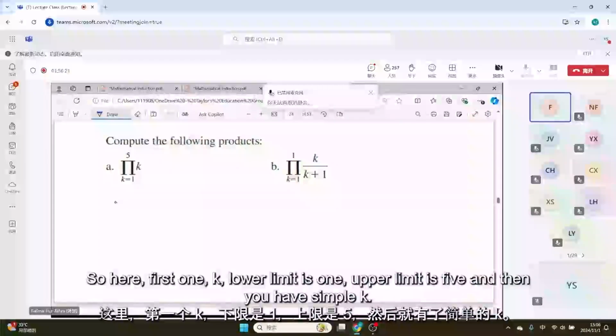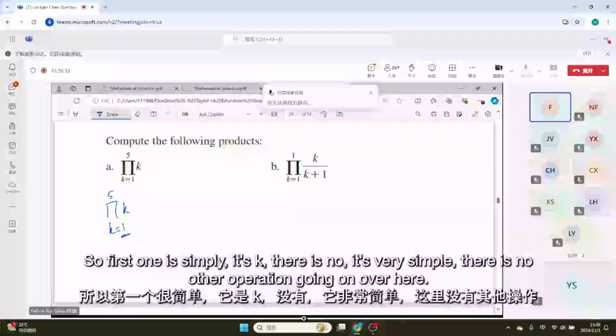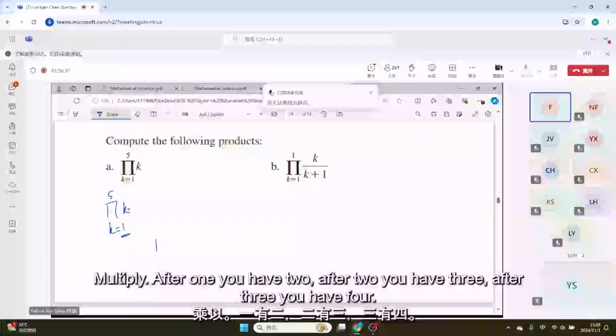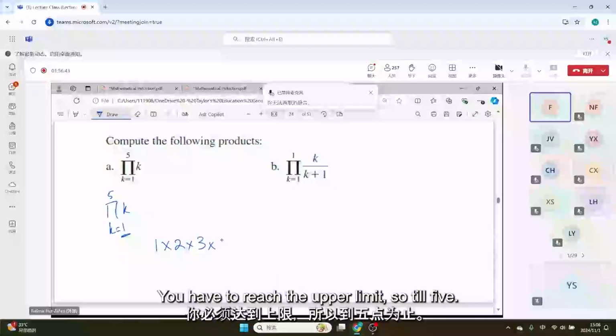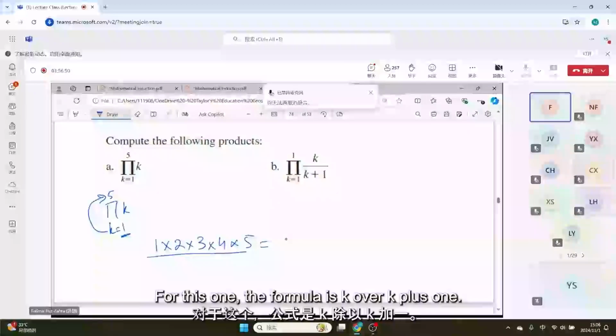So here, first one, k, lower limit is 1, upper limit is 5, and then you have simple k. So you will start from lower limit, plug that in k. So first one is simply k, it's very simple, there is no other operation going on over here, multiply. After 1 you have 2, after 2 you have 3, after 3 you have 4, you have to reach the upper limit, so till 5, okay? And then just multiply these and give the answer, okay?